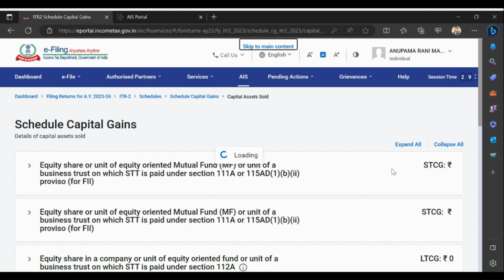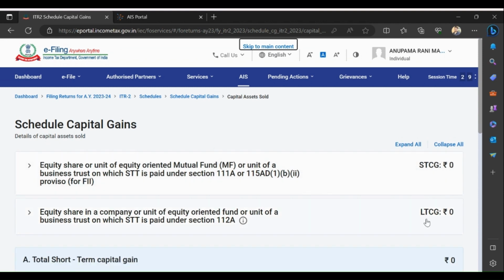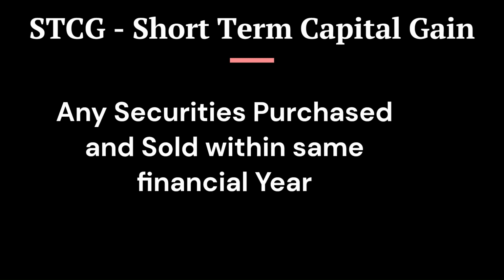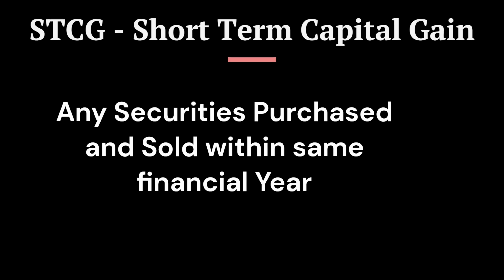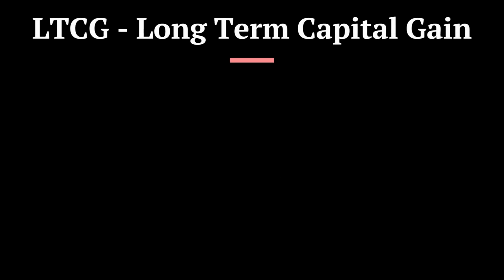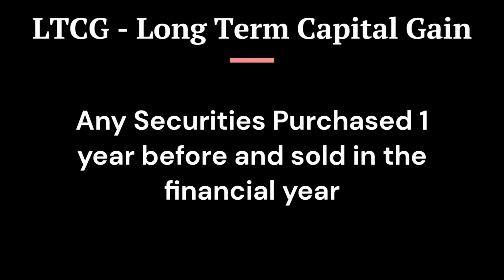So now let's first understand what is short-term capital gain and what is long-term capital gain. A short-term capital gain is if you have purchased and sold securities within the same financial year. It means you have purchased a share within 1 year and sold in the same year, then it is short-term capital gain. And long-term capital gain is if any share or securities that you have purchased 1 year before, that is called long-term capital gain.